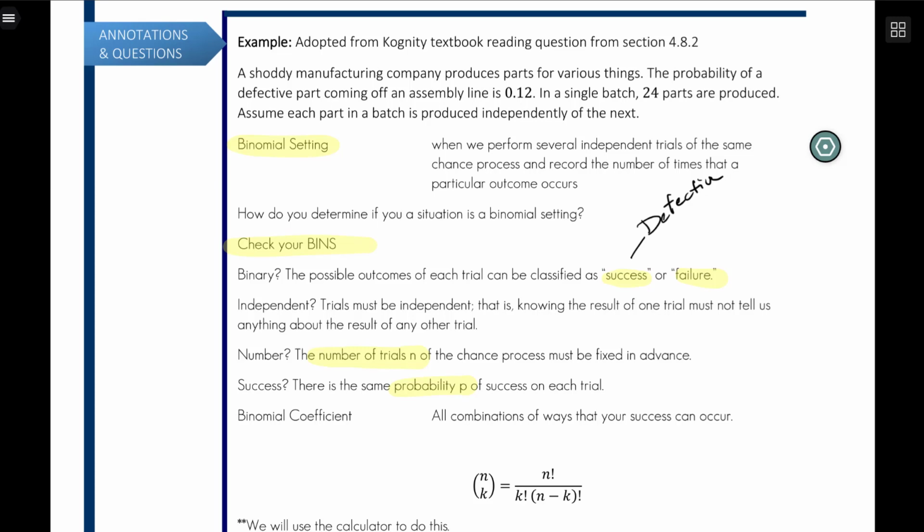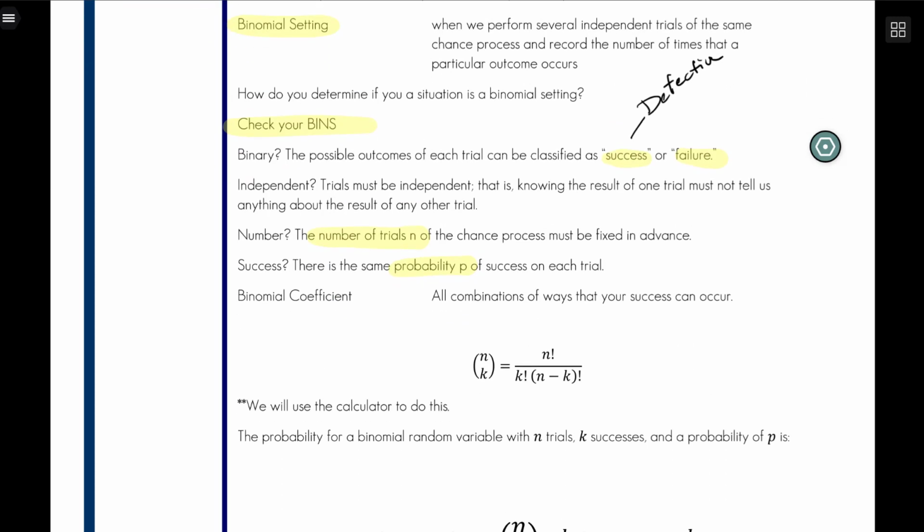So what we need to do is find out, well, how many different ways can one part be defective? How many different ways can two parts be defective? And that's given to us by the binomial coefficient. Okay, and the way that we read this is n choose k. From n trials, choose k to be successes. So from 24 parts in a batch, I choose only one of them to be a success.